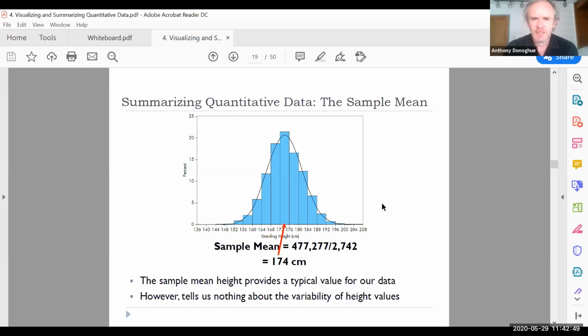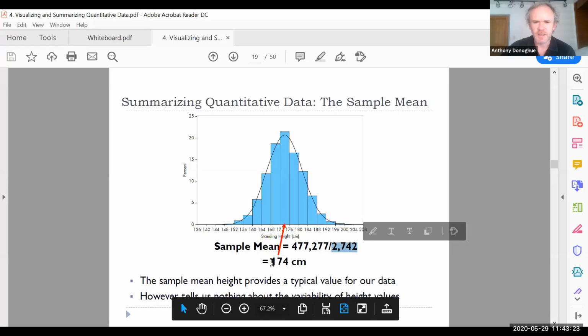So if you can imagine picking up this histogram and balancing it on your finger, that's where the mean would be. It's a balancing point in the middle of the histogram. It summarizes the middle of the data, and most people are in and around that value. That's all it was. That's the total number in centimeters, total centimeters divided by the sample size for this data, and 174 centimeters right there in the middle.